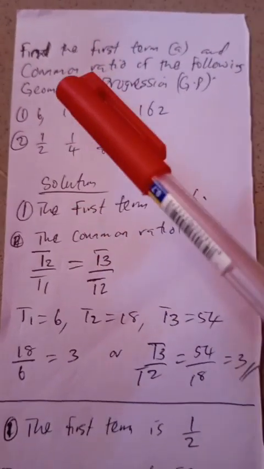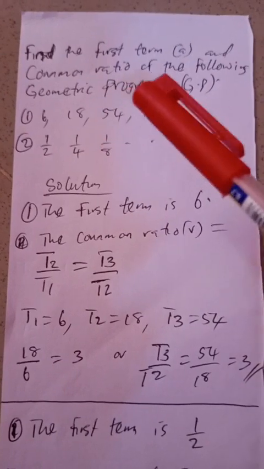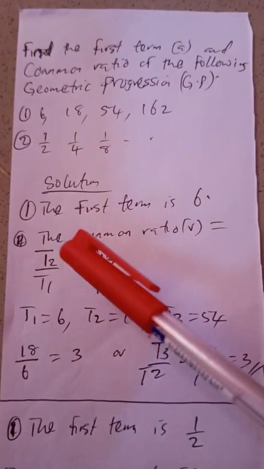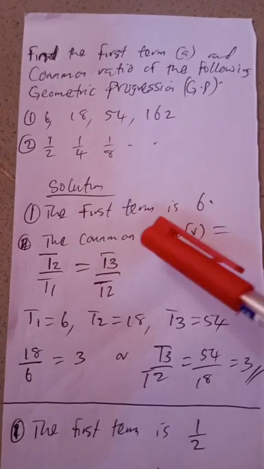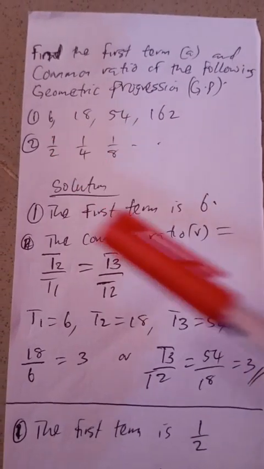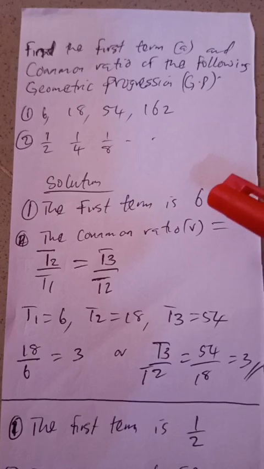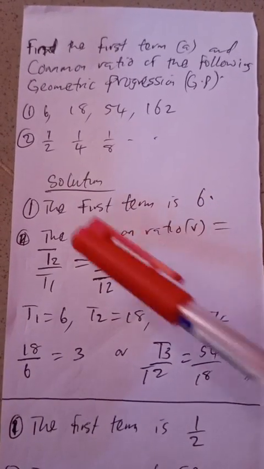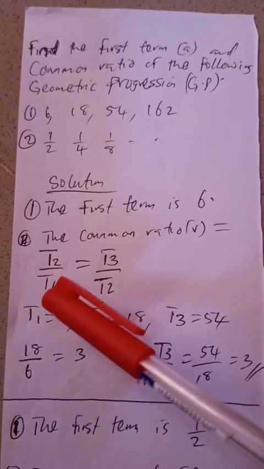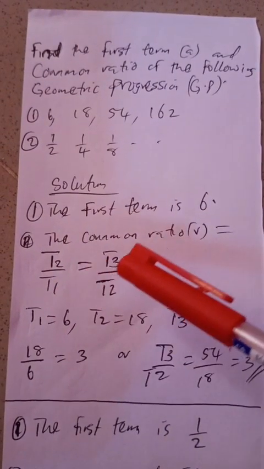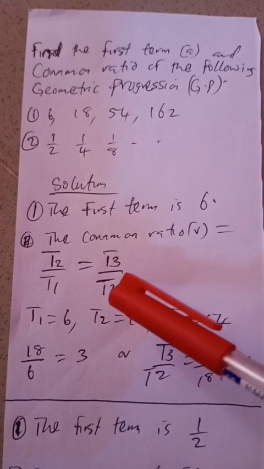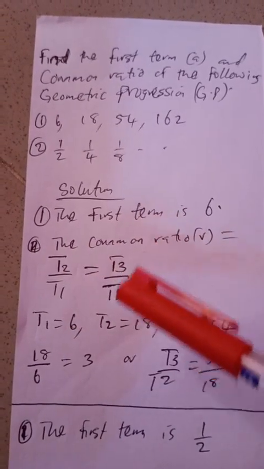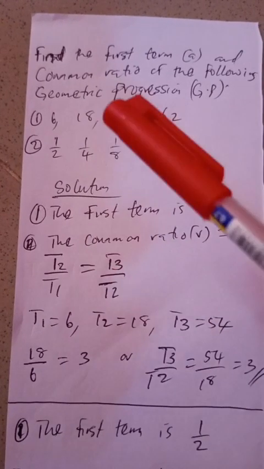Solution. They say we should find the first term, which is A, and the common ratio of the following geometric progression, which is GP. The first term is A, and it's always the first value. So our first term is 6, while the common ratio R is equal to the second term divided by the first term, or the third term divided by the second term. The second term we call T2, so T2 over T1, or T3 over T2.